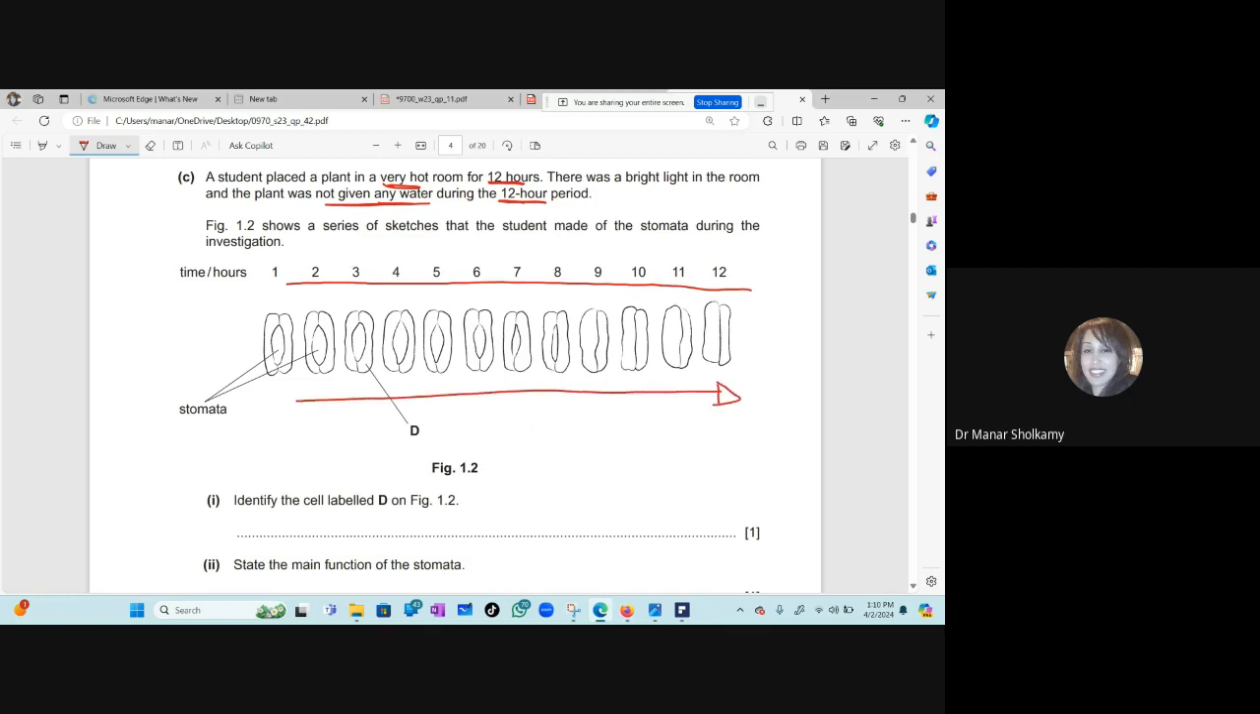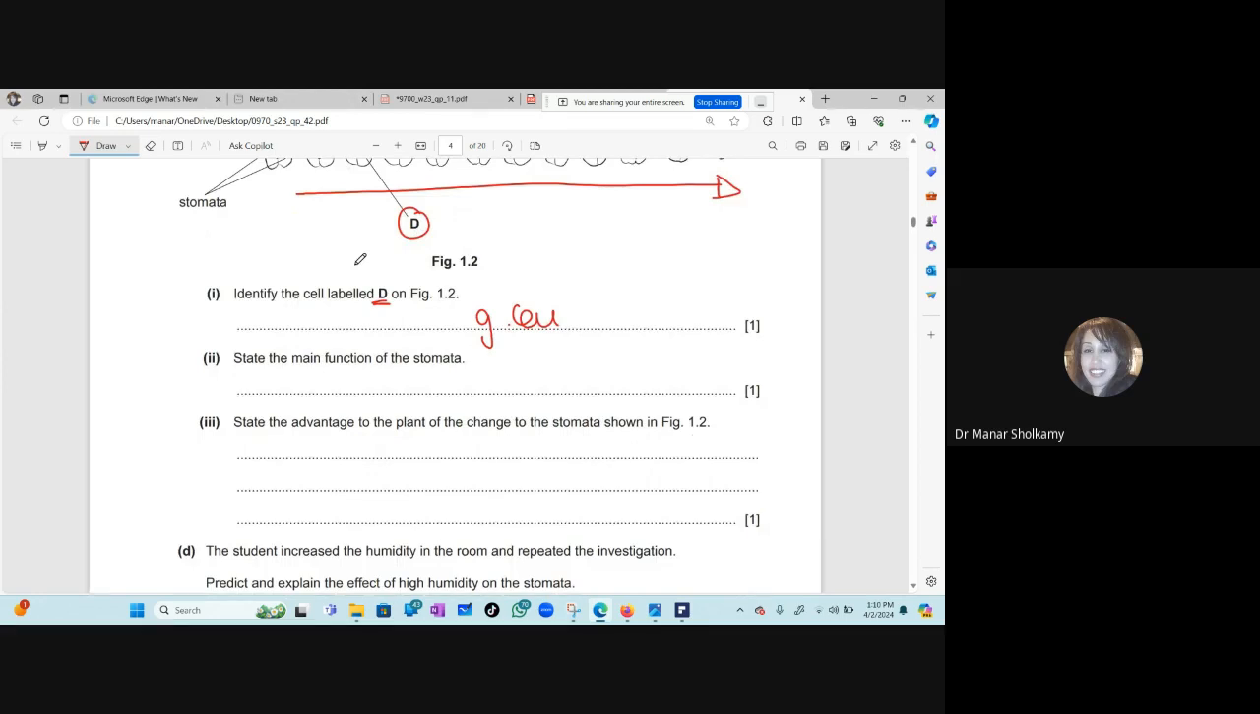Can someone tell me what will happen to the guard cell? It closes. What is D actually? Identify D. What is D? The guard cell. And what is the main function of the stomata? Gas exchange. Very good, gas exchange.